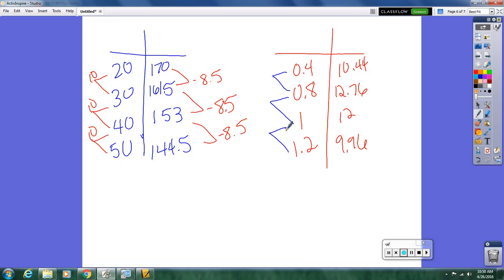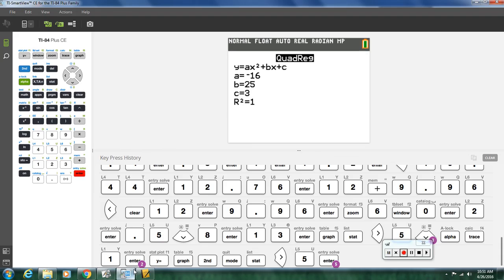What are my differences on my x's? I subtracted 0.8 minus 0.4, 1 minus 0.8, 1.2 minus 1. This one's 0.4, right? This one's 0.2. What's this one? 0.2. So can I look at those differences? If these aren't the same, are these going to be the same? No, you can't use the table. So you have to know how to do this regression while we're doing this.